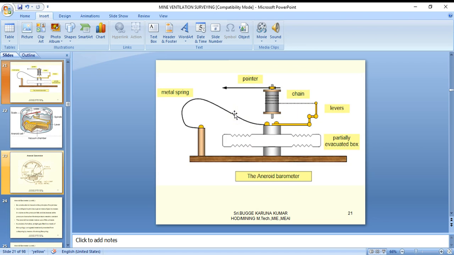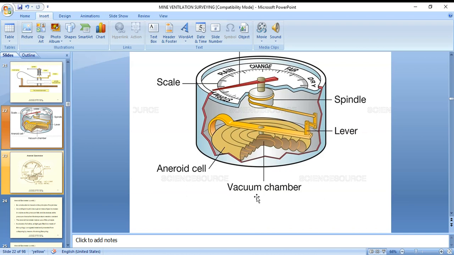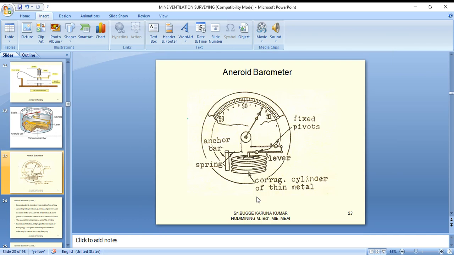So the aneroid barometer is another barometer. The metal spring is there. This is the pointer chain. The lever is a partially evacuated box. This is called the aneroid barometer. This is the box, vacuum chamber, lever, spindle, aneroid cell. The scale is rotating and the pressure is showing. Most of these types of instruments are used in pumps for pressure measurement, as far as pressure gauges are concerned.